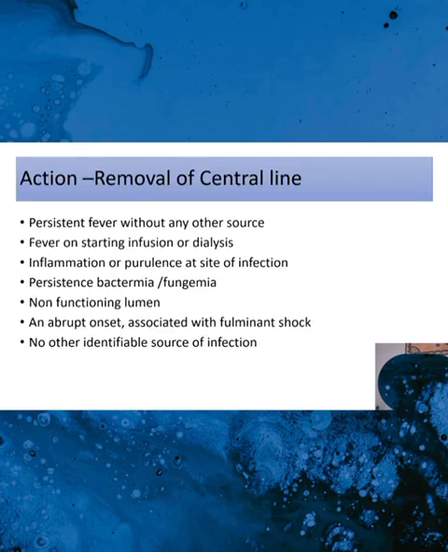Removal of the central line if the patient has a persistent source of fever. If the patient starting infusion has fever, or on dialysis there is inflammation or purulence, or there is a bacteremia or fungemia, or one of the lumens is non-functional, or there is abrupt onset of fever with fulminant shock. In these situations you may think of a catheter-related source of infection if there is no other identified source of infection.